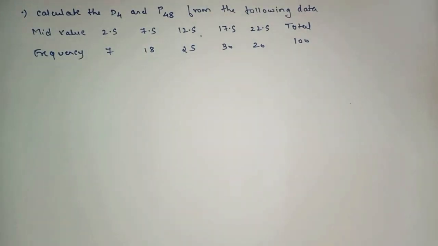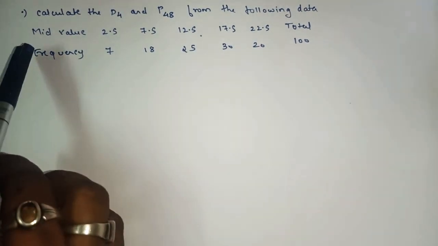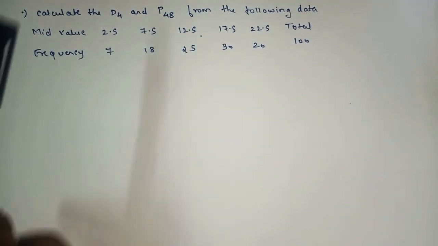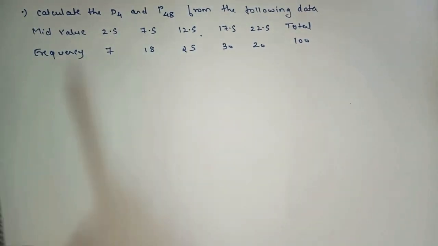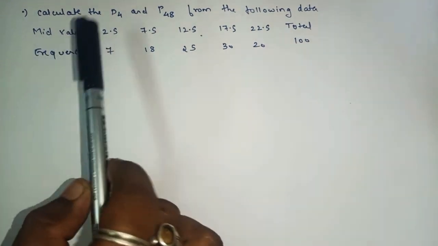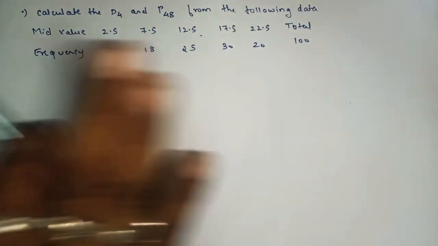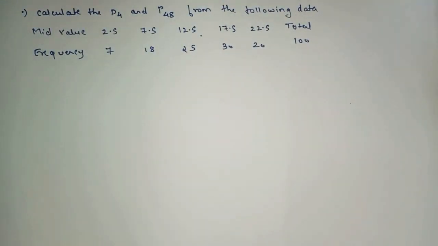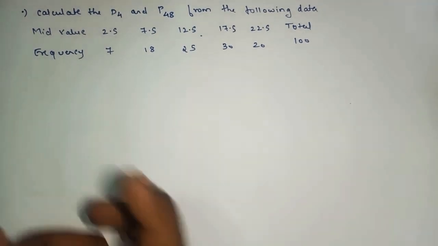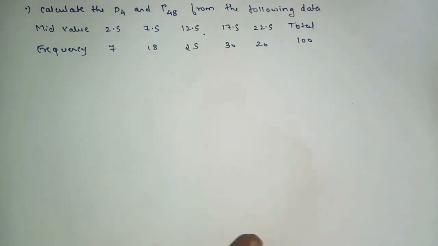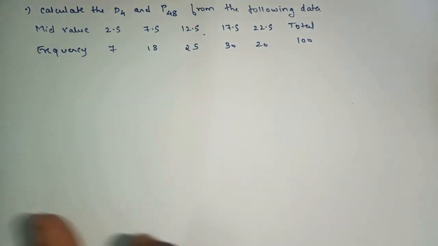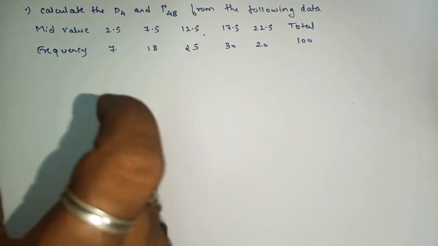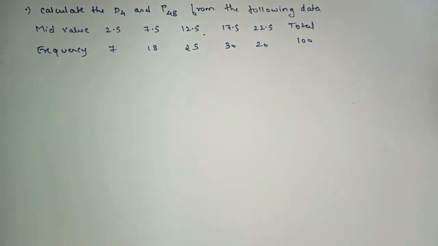For this sum we have to calculate D4 and P48 from the following data, and here we have the mid value and frequency. The change is that in place of class we have mid value, and mid value is not your class, it is a class mark. I hope you all know the difference between class and class mark. Class mark means it is the mid value of a given particular class.